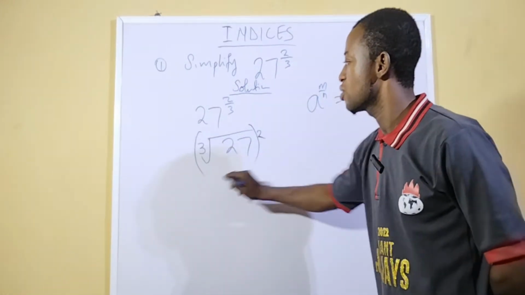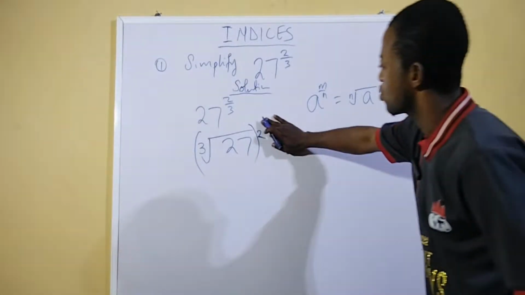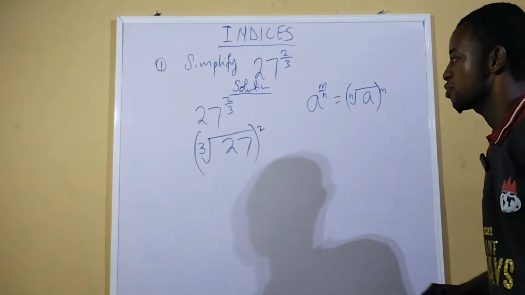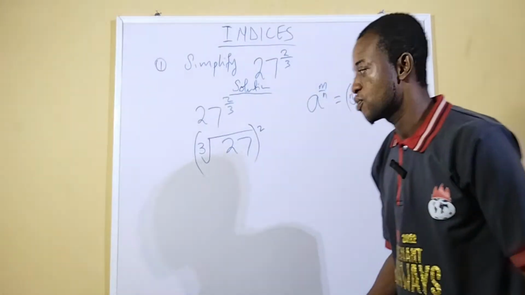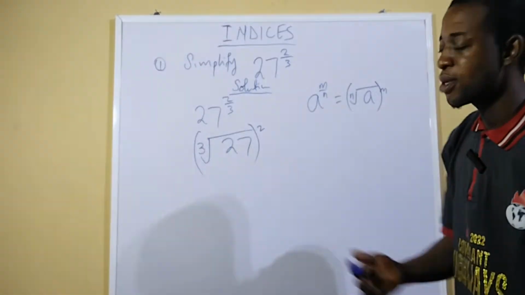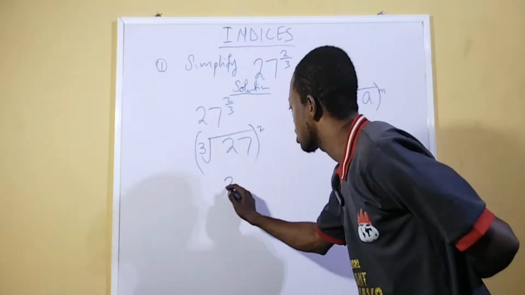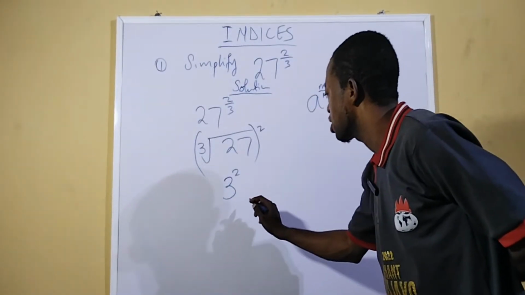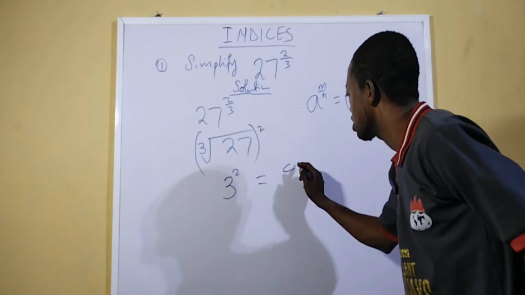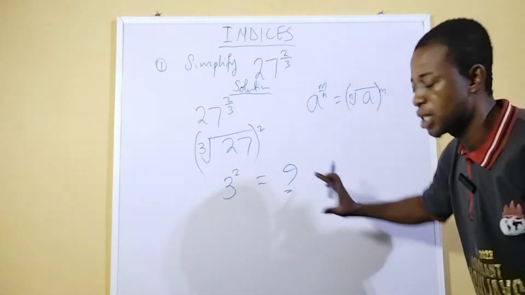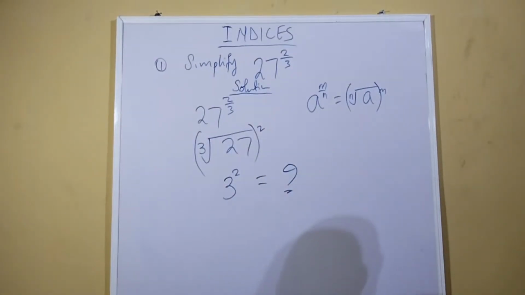Of course, we can use this if you like to raise it to power 2, and it's still the same thing. Now, finding the cube root of 27 means the number that we multiply 3 times to get 27. That's 3. So this is 3 squared, which is 3 times 3, which is 9. So what we have here is now 9. So that is how this is solved, applying that law of indices.